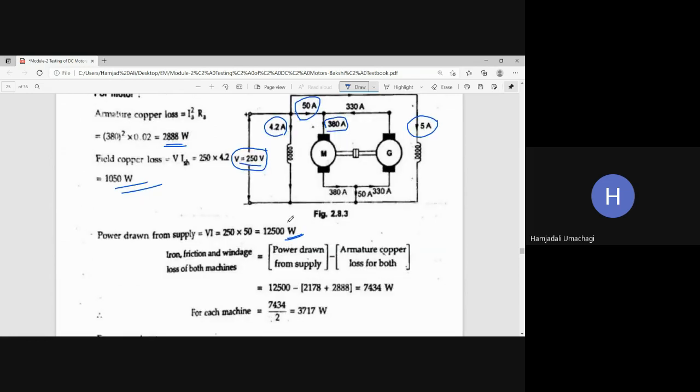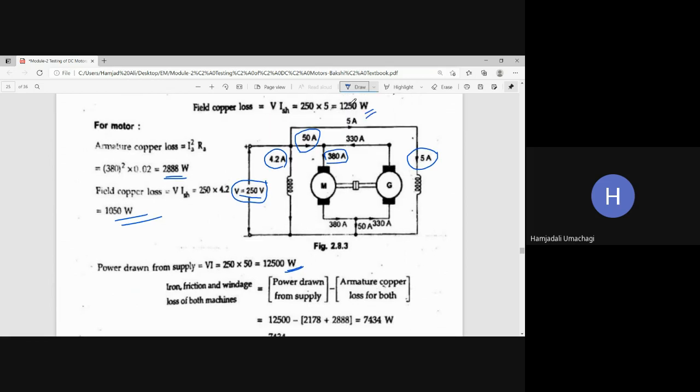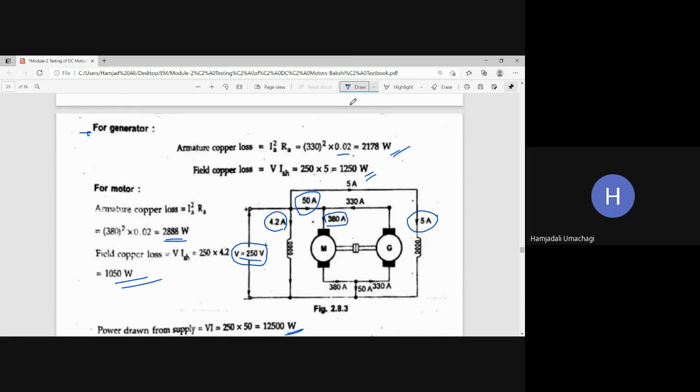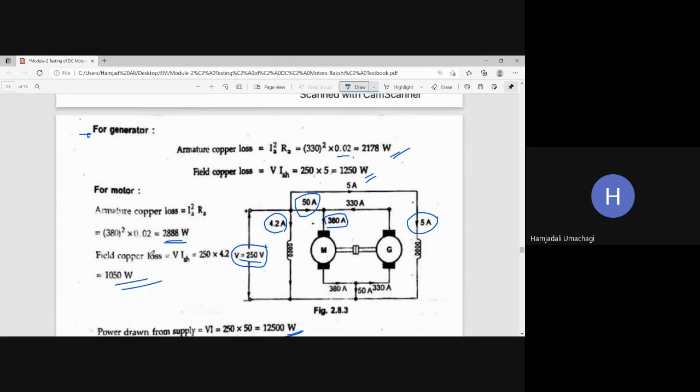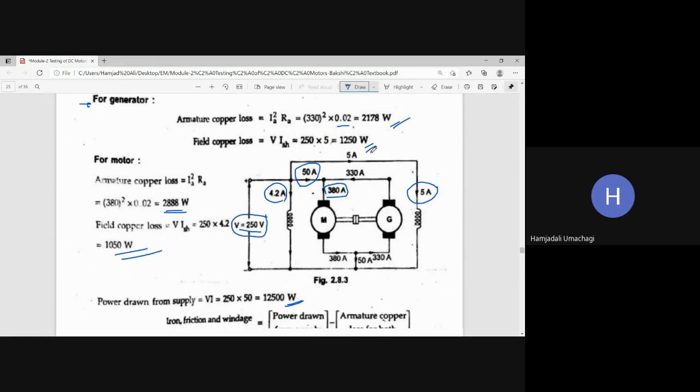Stray loss is nothing but what? Iron, friction and windage loss for both the machines. So that is nothing but input minus total losses. So input is 12,500 minus total copper loss for both motor and generator. For the motor, it is 2008. For the motor, if I add these two, this will be the total copper loss for the motor, and if I add these two, this will be the total copper loss for the generator.